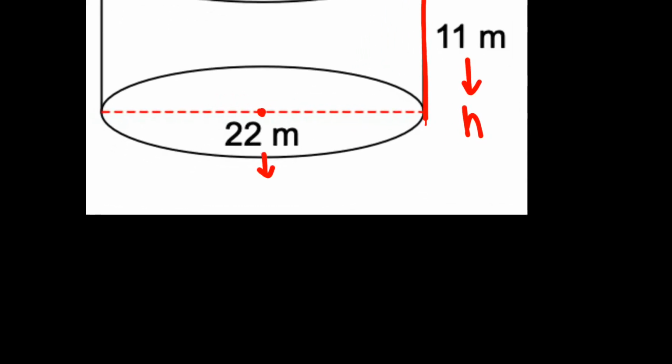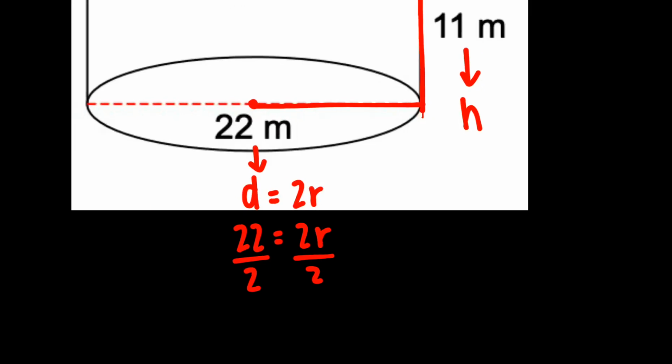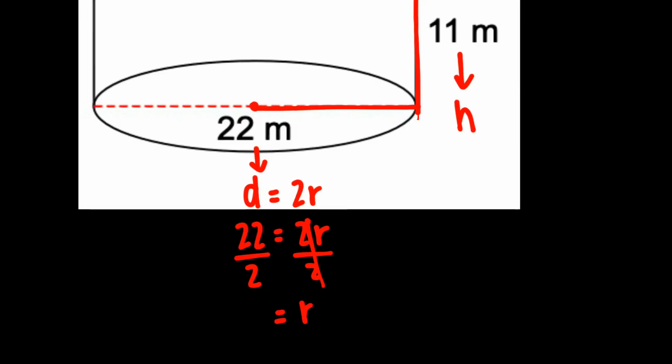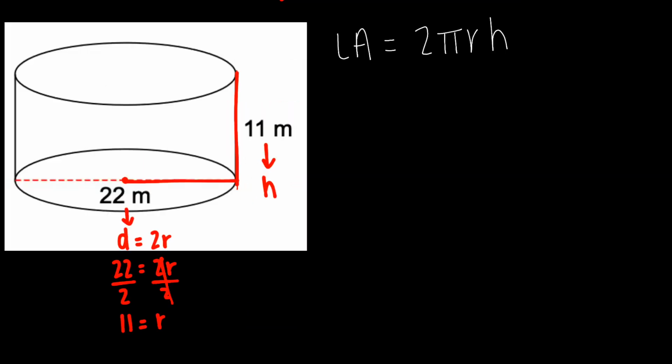Remember, your radius goes from the middle of the circle to the edge. This is the diameter. So you need to remember diameter is 2r. So we're going to plug this in and solve for r. 22 equals 2r. Divide both sides by 2. So my radius here is 11. When I plug into my formula, 2 pi times my radius, 11, times my height, 11. So 2 pi times 11 times 11 gives me 121.